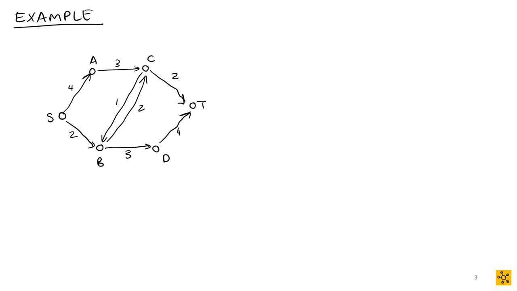So in this example, there's our original graph. It's the same one that's in your notes. And we are going to choose the same path situation. So we're going to have a path from S to B to C to T. And I just want to show you how you actually work out how much flow to push through your path.